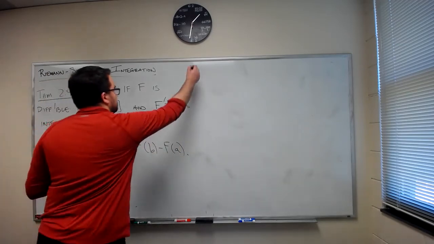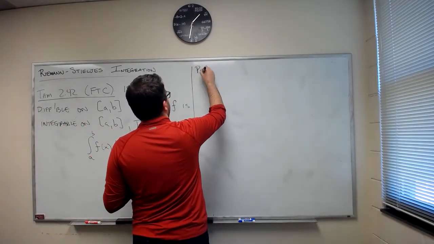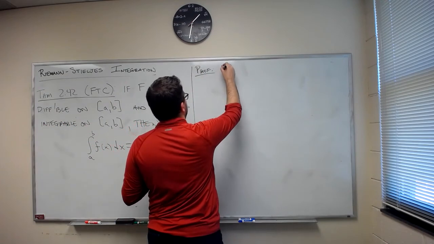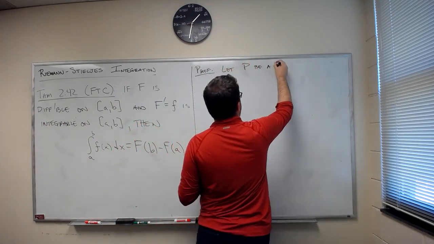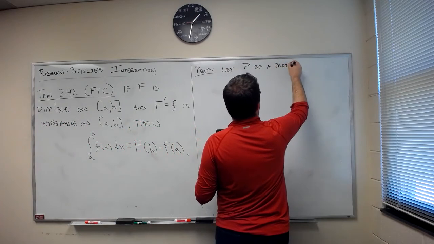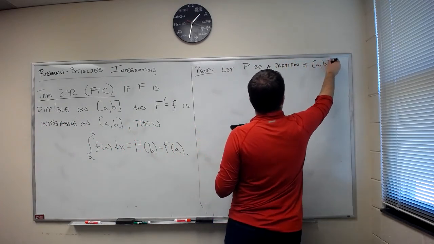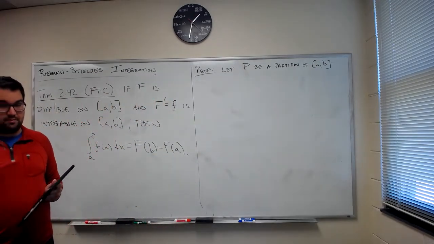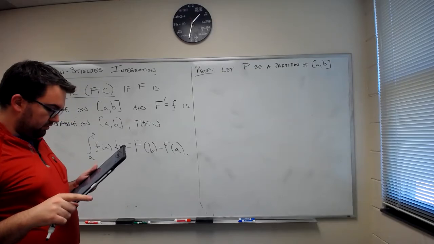So maybe I'll just start over here. All right, so let P be a partition of my interval [a, b]. So I'm just choosing the partition now. I'm going to choose my tags of my partition in a very particular way.